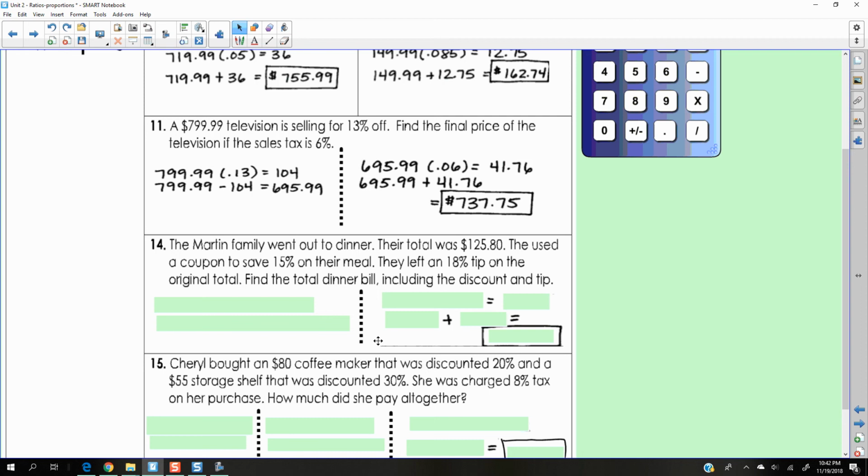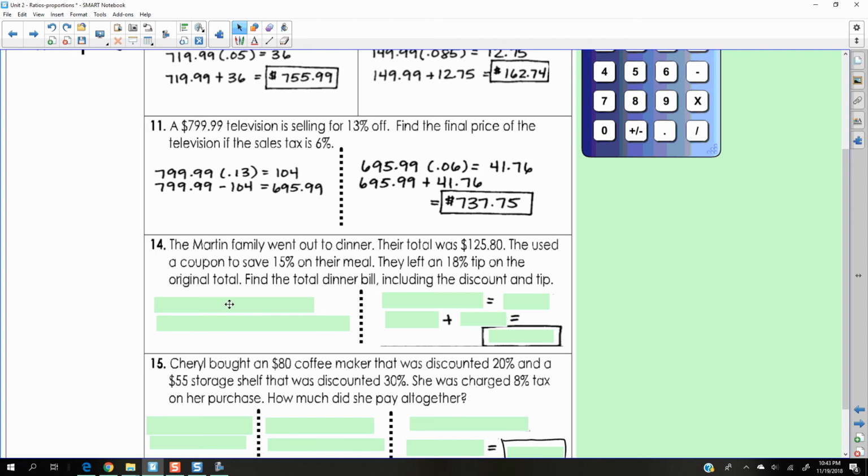So here, the Martin family went out to dinner. Their total was $125.80. They used a coupon to save 15% on their meal. They left an 18% tip on the original total. So find the dinner total, including the discount and the tip. So the first thing you need to do is take the $125.80 and go ahead and get the 15% discount on their meal.